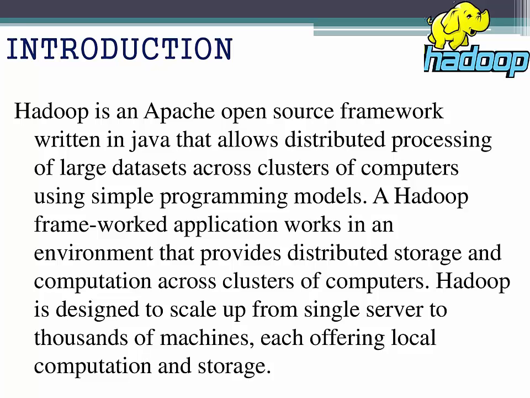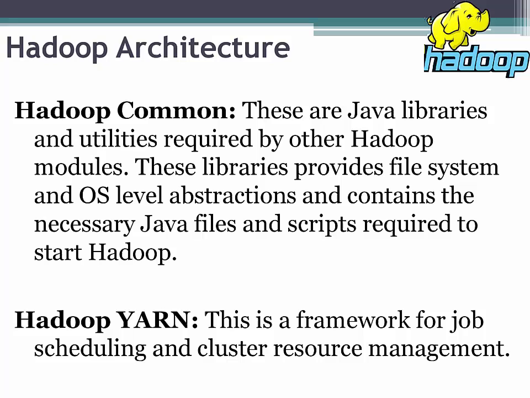Our Hadoop tutorial includes all topics of Big Data Hadoop with HDFS, MapReduce, YARN, Hive, HBase, Pig, Sqoop. We can use the following diagram to depict these four components available in the Hadoop framework. Hadoop Common: these are Java libraries and utilities required by other Hadoop modules. These libraries provide file system and OS level abstractions and contain the necessary Java files and scripts required to start Hadoop. Hadoop YARN: this is a framework for job scheduling and cluster resource management.